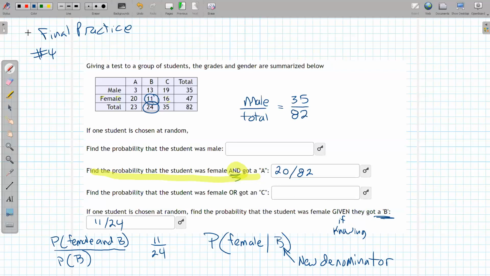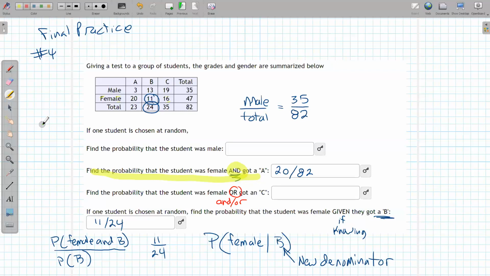We didn't do this one yet. So the third one, find the probability that a student was female or a C. The or means it could be one, the other, or both. So in plain language, that mathematical or, I could say "and/or" is the way I would write that in an English class. So female and/or a C. I'm going to use a highlighter for that.